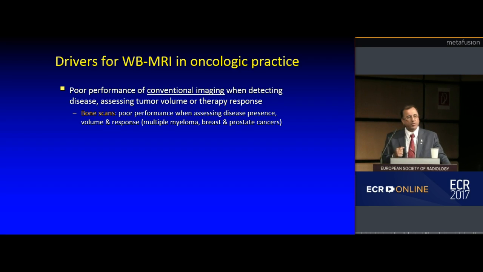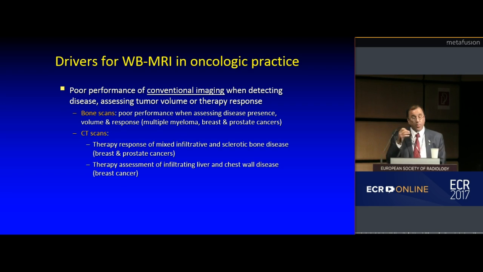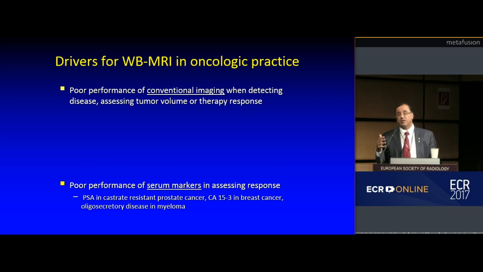What is driving this? It's because we know that bone scans perform poorly for detection and for response assessment. We know that CT scans are not that great for bone disease, and prostate cancer, breast cancer, that's where the bone disease occurs. We also know that normal tumor markers don't behave well. PSA works quite well initially, but when you become castrate resistant, then PSA works less well. We know that CA15-3 does not work well. We know, for example, that you have oligosecretory disease in multiple myeloma. So these are all indications that you might want to explore.